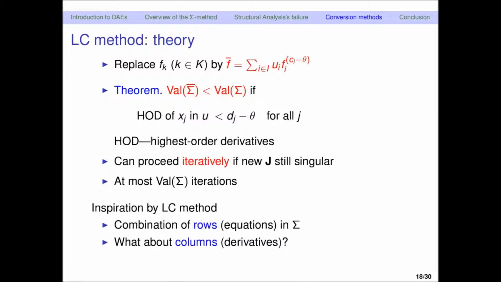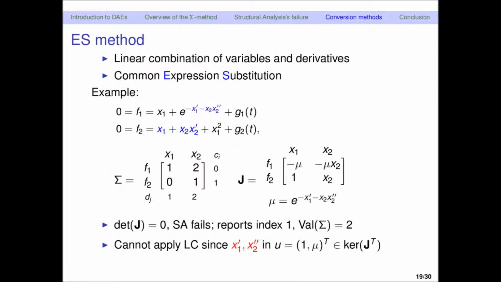So what's inspired by this method is the following. We take a combination of equations. Equations correspond to rows. So how about columns? Columns correspond to derivatives. Yes, you can. So that's why we have the second method, the ES method. The ES method takes a combination of variables and derivatives.